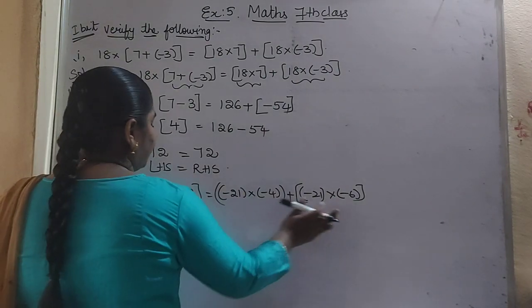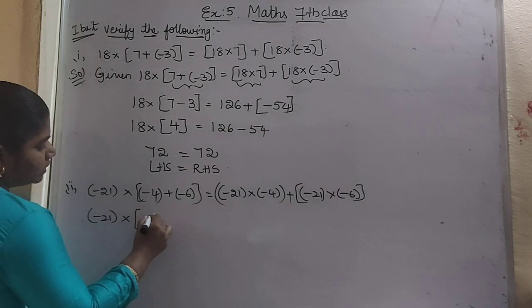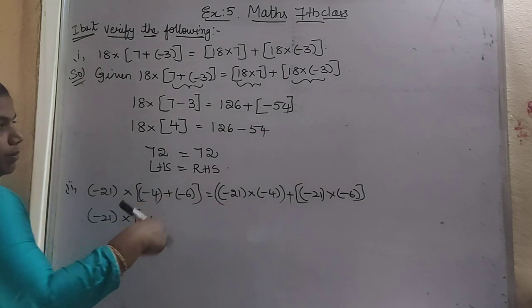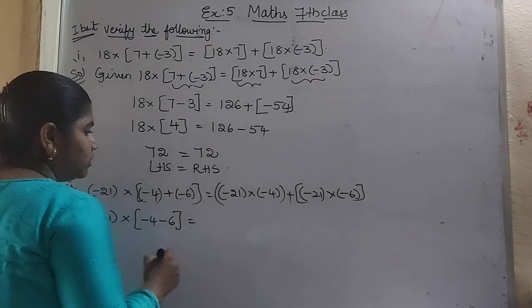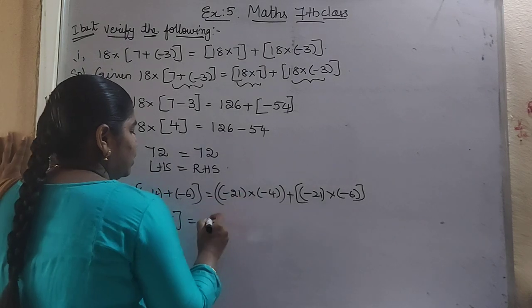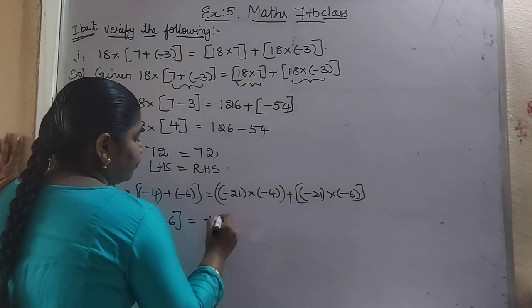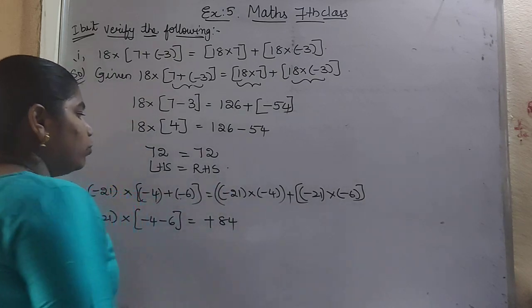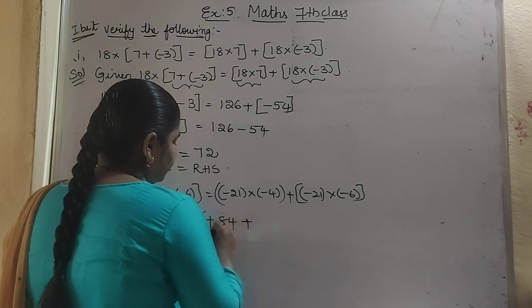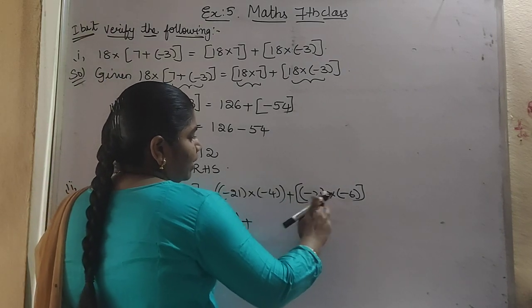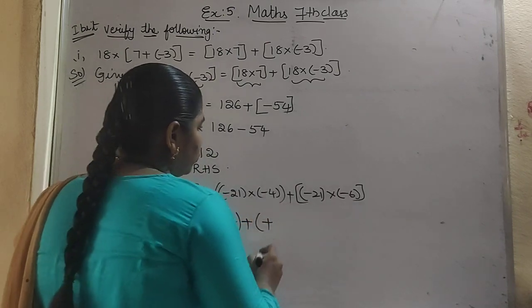So first we will solve the bracket terms. This minus 21 as it is into minus 4. Here double sign you are seeing, make it into single sign. So plus into minus will be minus 6. Now minus into minus will be plus. 21 four times is how much? That is 84. 21 four times is 84, plus, so here again minus into minus will be plus. 21 six times will be equals to 126.